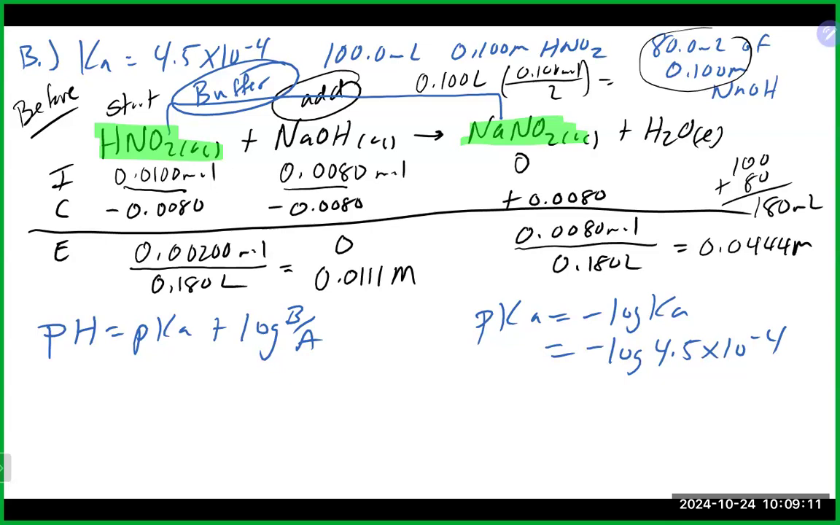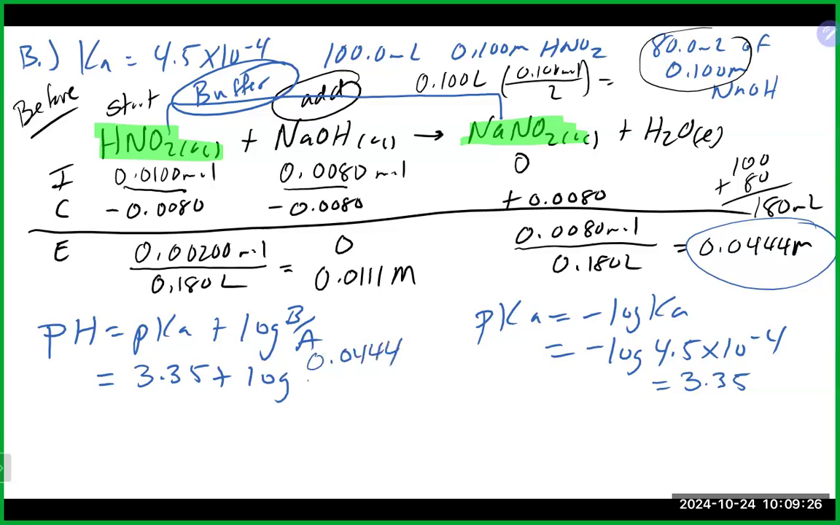Looks like a 3.35 on the pH there, our pKa value. So putting that in there, 3.35 for our pKa, the log, once again, we want to make sure we get our base on top, which is this guy. So we're going to go 0.0444 divided by 0.0111 and do a little dividing here. A little logging and a pH of 3.95.